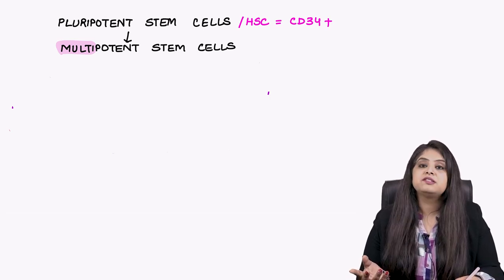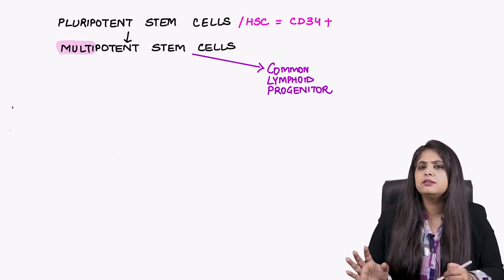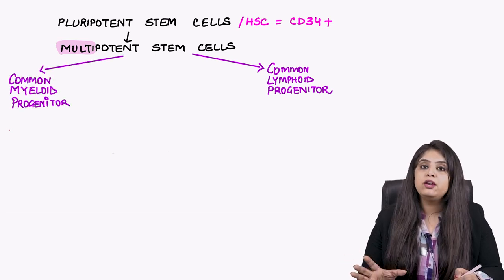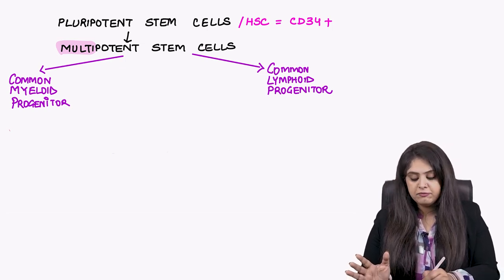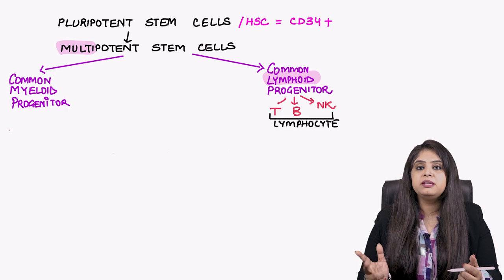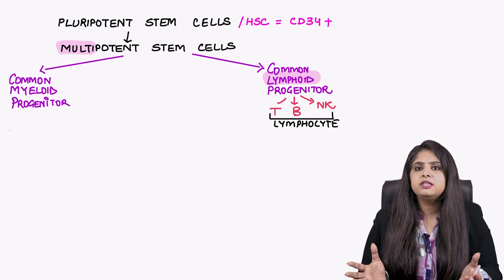So this multipotent stem cell then divides into two, that is known as a common lymphoid progenitor. The word tells me it's going to give rise to all the lymphocytes, and then common myeloid progenitor, which will give rise to everything else. So as I said, the common lymphoid progenitor will give rise to lymphocytes, and we know three lymphocytes: T lymphocyte, B lymphocyte, natural killer lymphocytes. All of them have been formed. But what about everything else in the bone marrow?